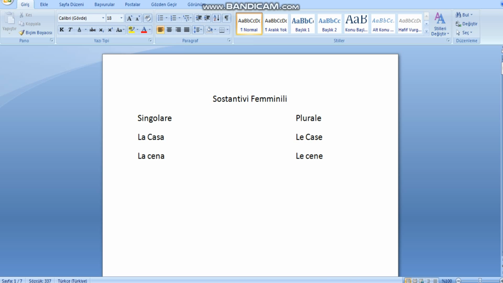But there are some words in feminine gender that finish with the letter E, even when in the singular form, such as this one, lezione. So this word, lezione, is in the singular form. So we put the article la in front of it, la lezione. And when we change it into plural form, it becomes le lezioni.